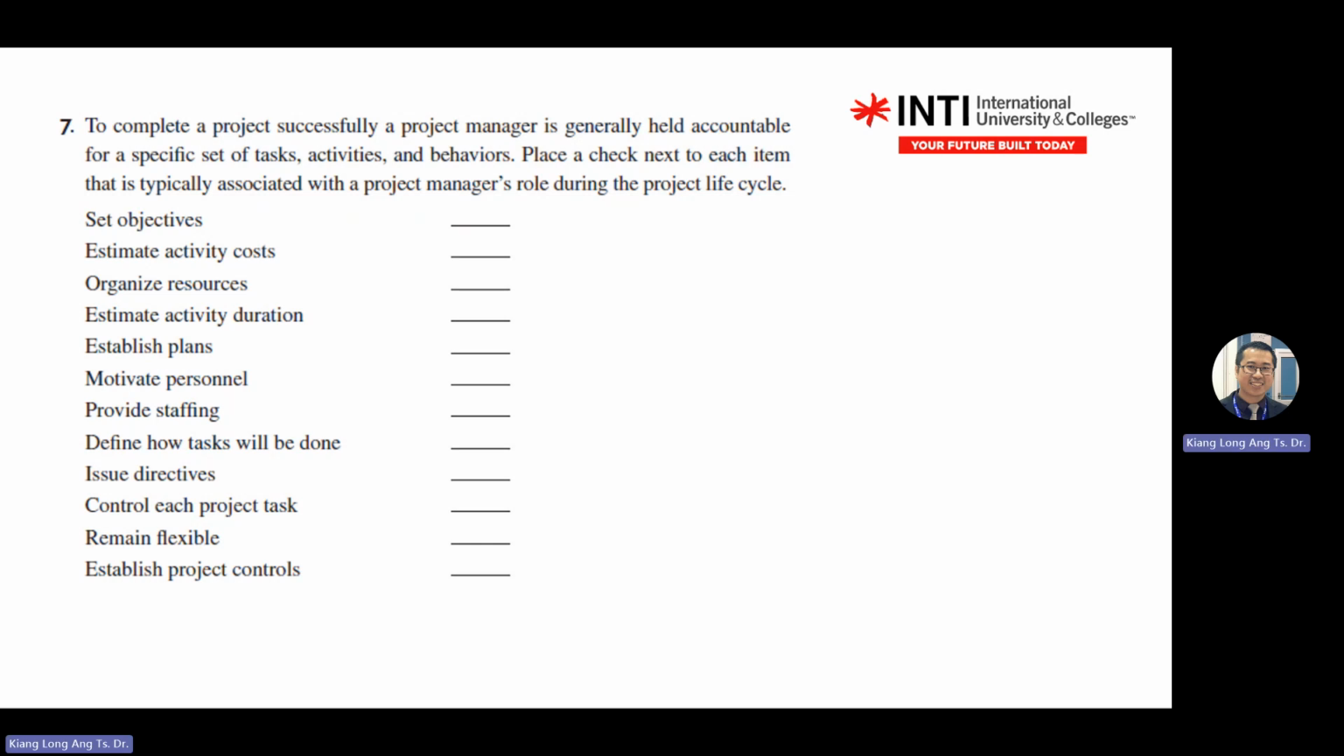Organize resources. Yeah, this is the functional manager's work. This one, motivate personnel. Yes, you are the coach, you are the motivator. Yesterday in chapter 1, there's an additional alternative project manager role. This one is the functional manager's job. Okay.